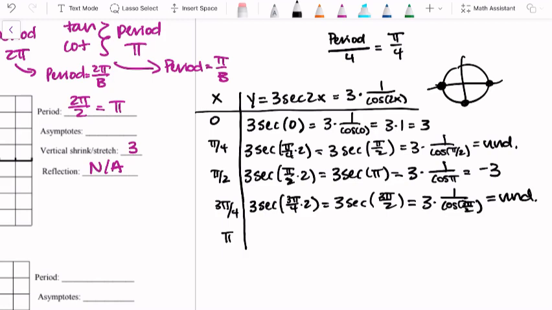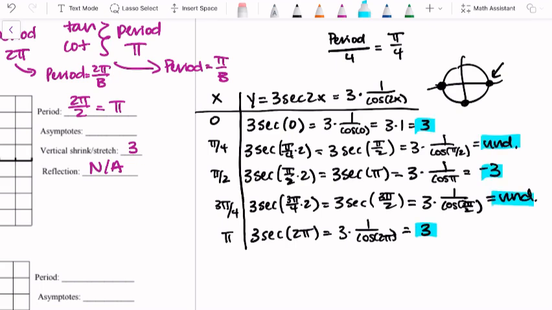And then last but not least, we should get to pi. We should have an idea of what that's going to be. 3 secant, plugging that in with 2, that's going to be 2 pi. That's 3 times 1 over cosine of 2 pi. And cosine of 2 pi, again, is right here, so we're back to 1. So that's 3. So we have our values that we are going to go ahead and plot. So we have 3, undefined, negative 3, undefined, and 3.